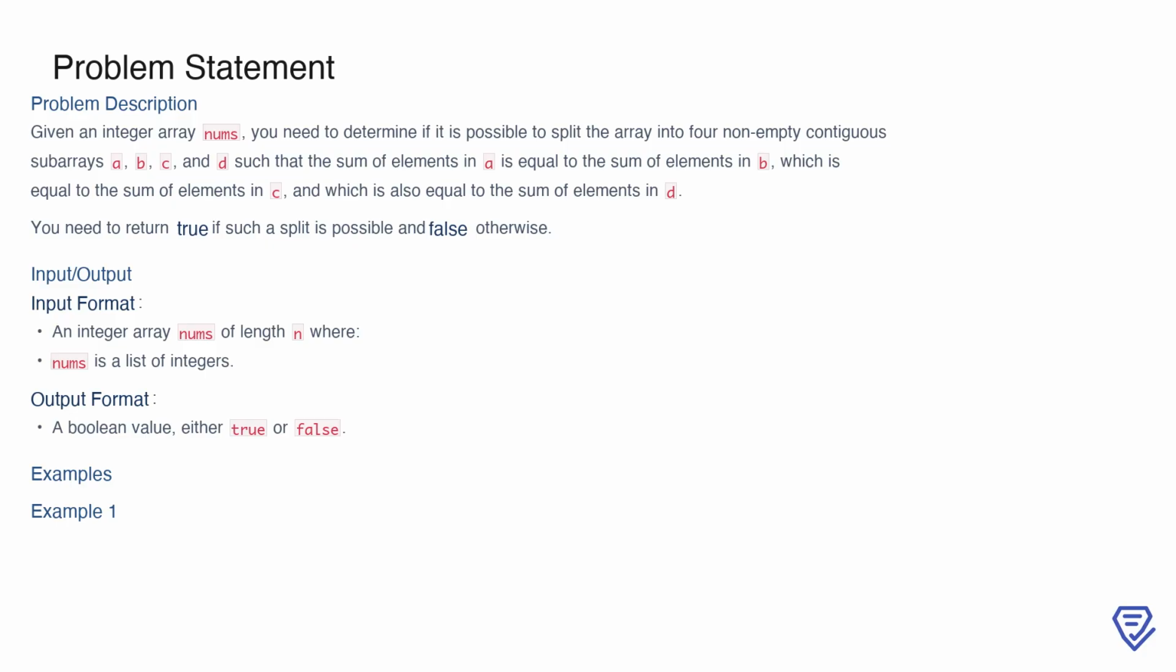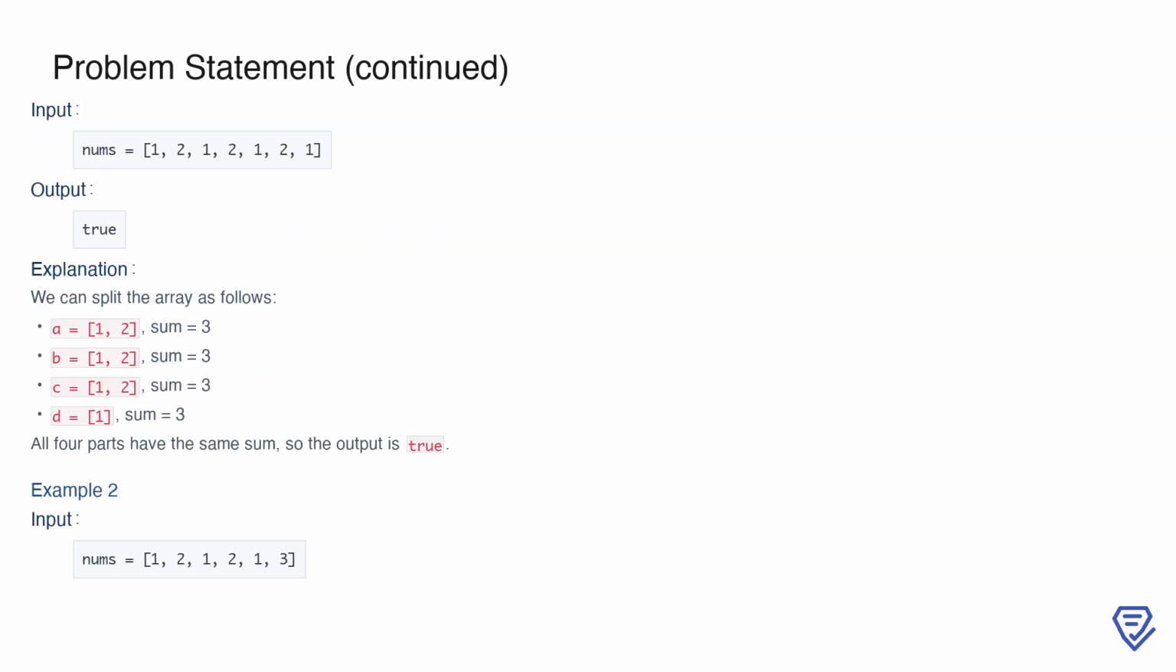Otherwise, you return false. For the input, the array nums will be a list of integers, and its length, n, can be up to 10,000. For the output, the result is simply a boolean, either true or false, indicating whether the array can be split as required. Let's start with an example to better understand the problem.